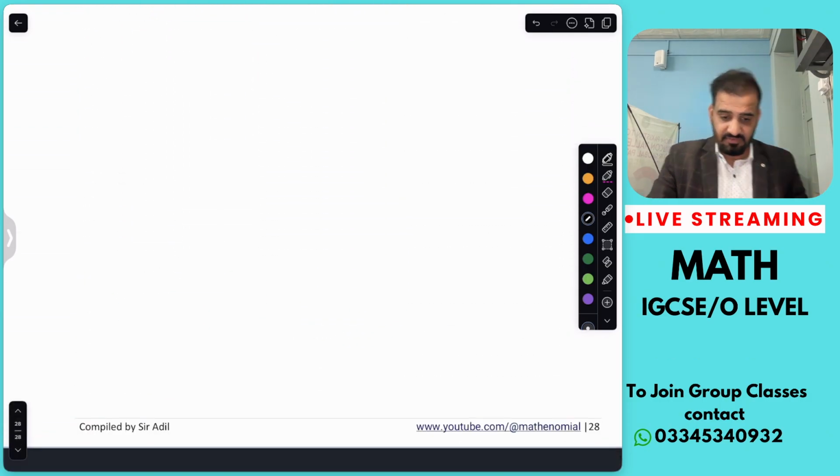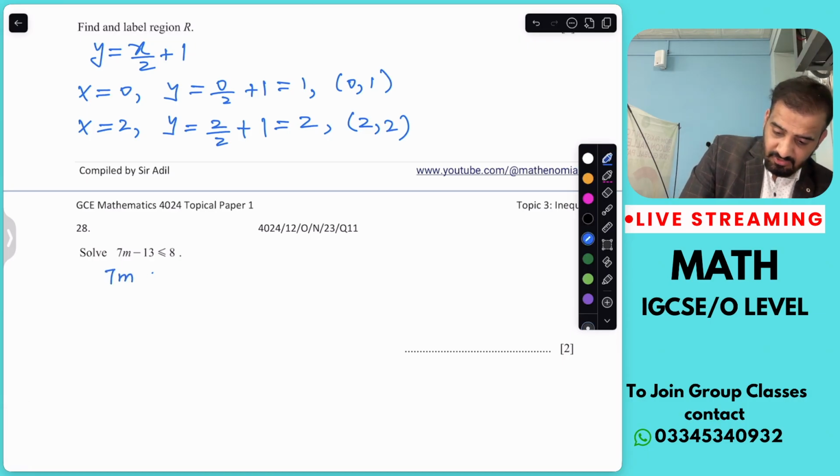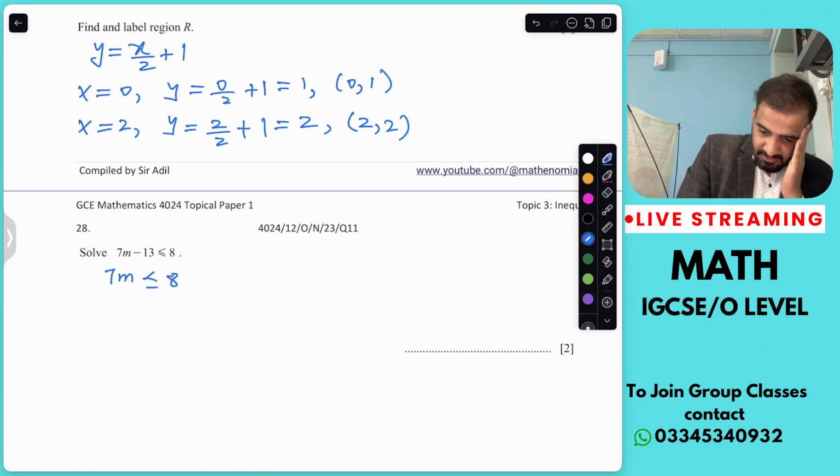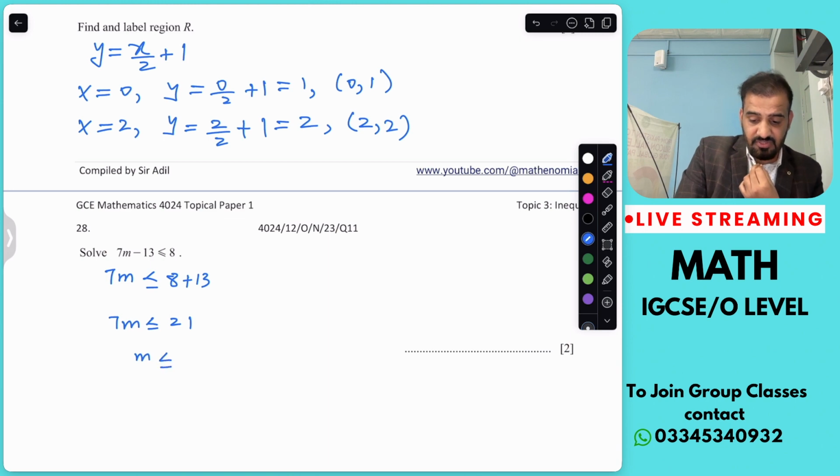That's it. This was our last question. So 7m less than or equal to 8 plus 13. So 7m less than or equal to 21. M is less than or equal to 3.